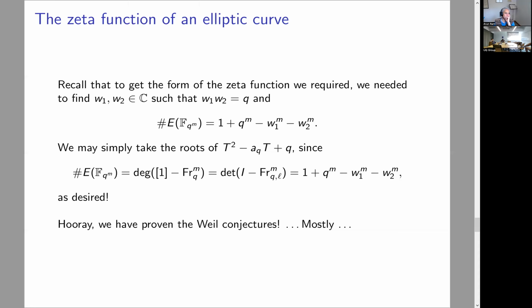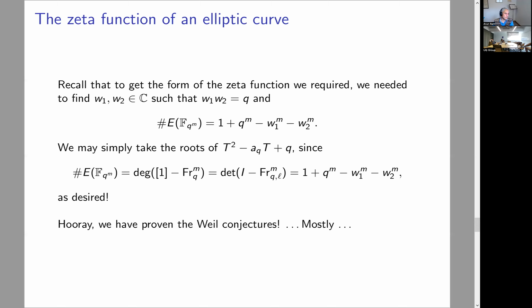What we don't have is the Riemann hypothesis, which in this context, remember, was saying that the sizes of W1 and W2, these complex numbers, their absolute values should be exactly square root of Q. That's what we want to show. W1 and W2 are complex numbers whose absolute value is square root of Q.